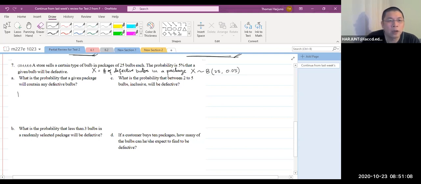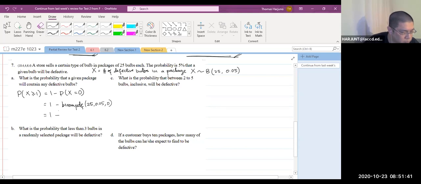So part A, find the probability that a given package contains any defective bulb. So X is at least 1. That's 1 minus the probability that X equals 0, no defective. That's 1 minus binomial PDF of 25, 0.05, 0, which is 1 minus 0.27739. Oh, that's a big probability. 0.72261.